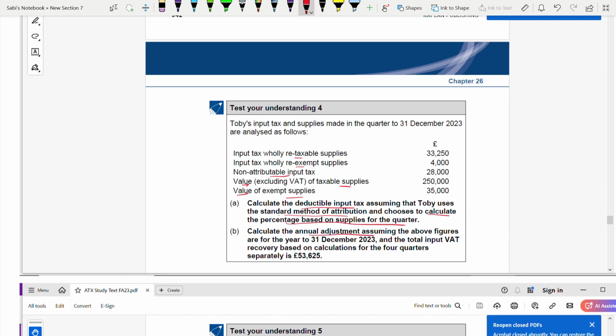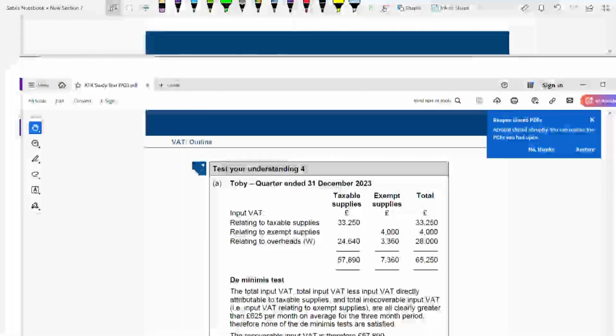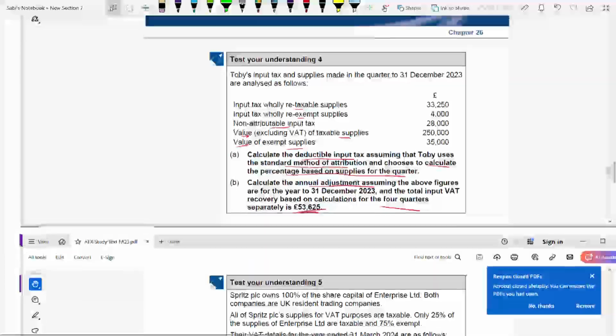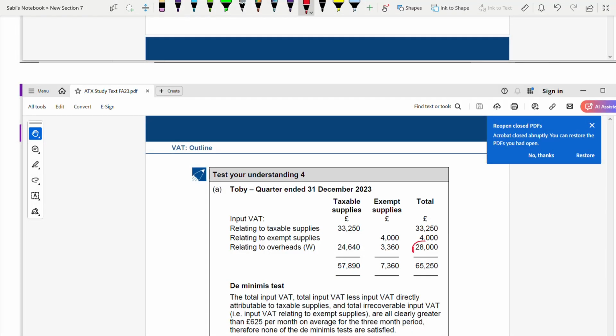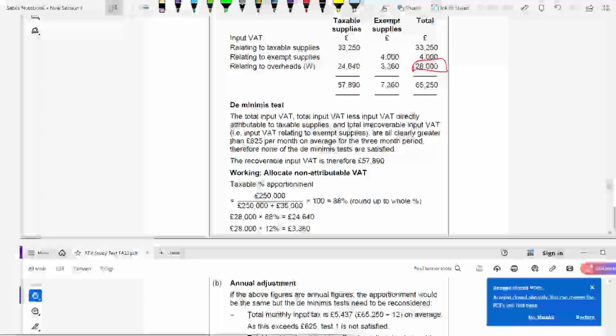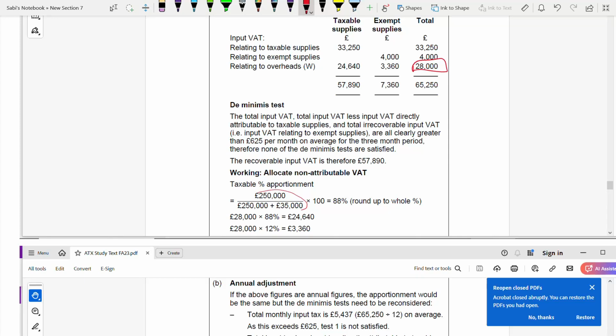Calculate the annual adjustment. This is the input VAT. Okay, so the total input VAT recovery based on calculation of the four quarters separately is this. Now let us do test your understanding 4. Just fill in the table. This has been given. Do the working. We'll go straight to the formula using the values. Okay, 88%. So this is for taxable, this is for exempt.